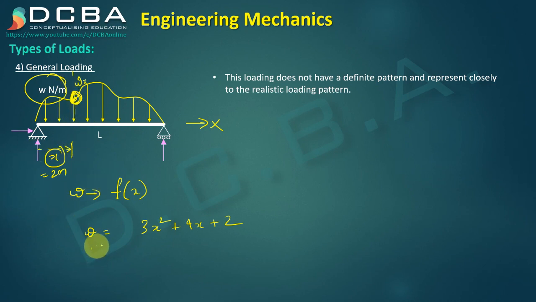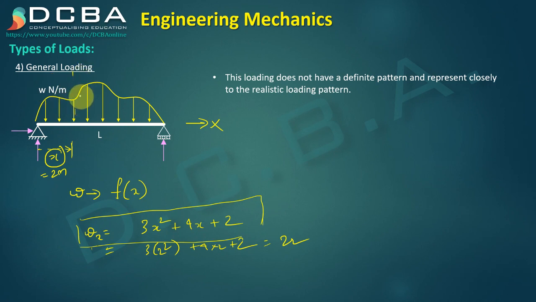At 2 meters I should get the intensity, whatever it is: 3 into 2 square plus 4 into 2 plus 2. I think it's 12 plus 8 plus 2, so this should come out to be 22. So if you have a loading like this, then we can call this W(x), which is a function of x.